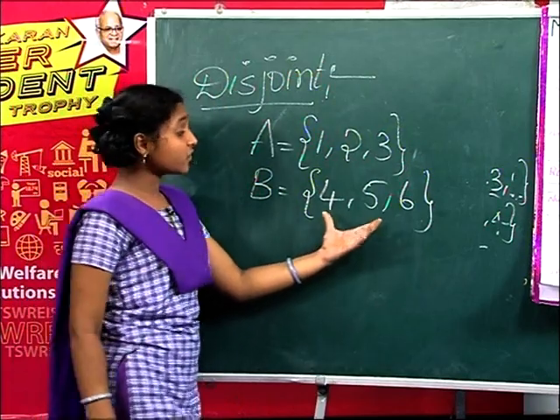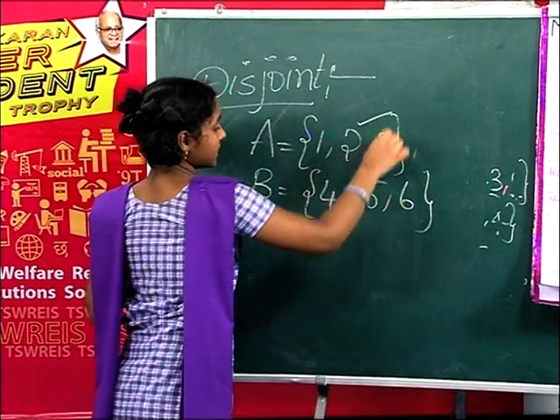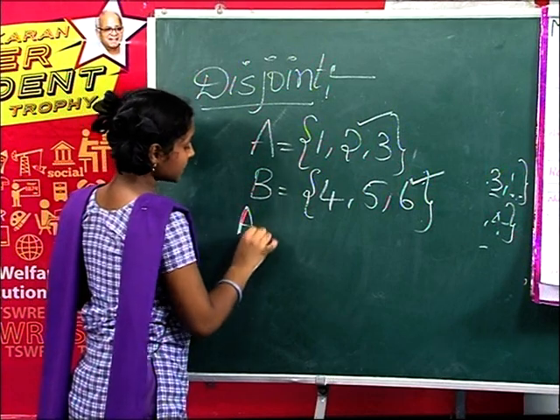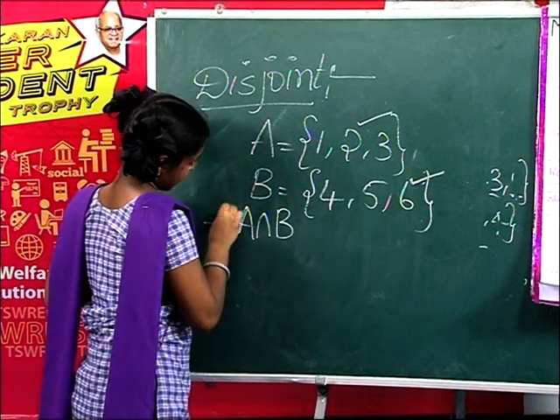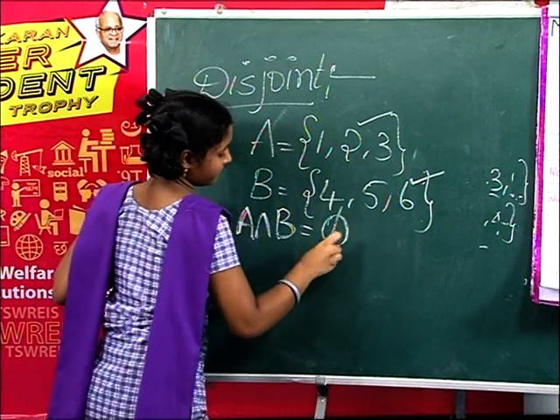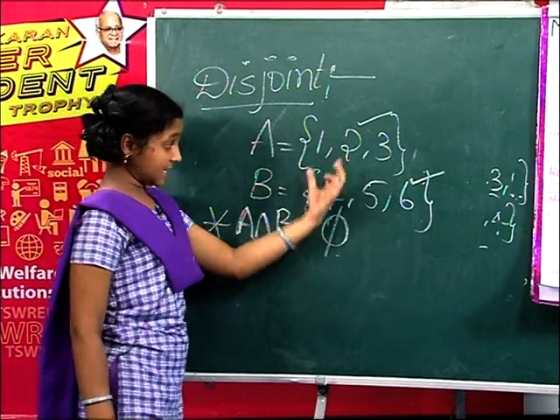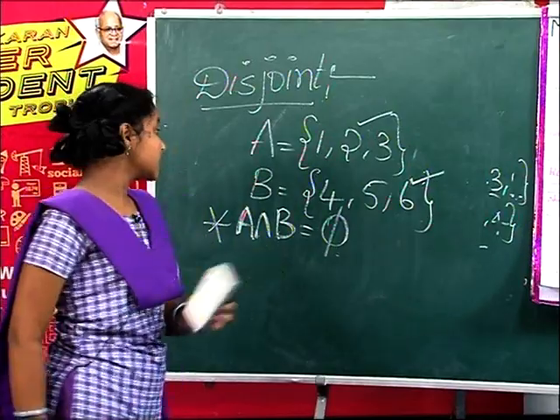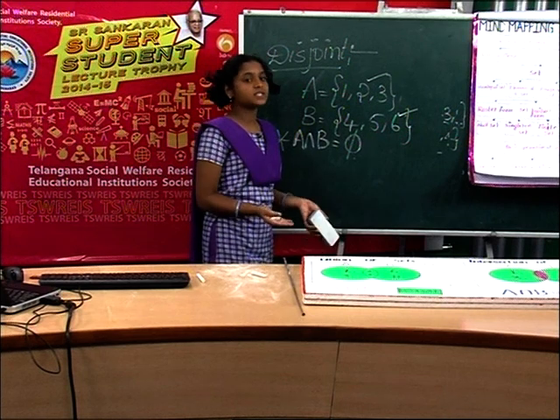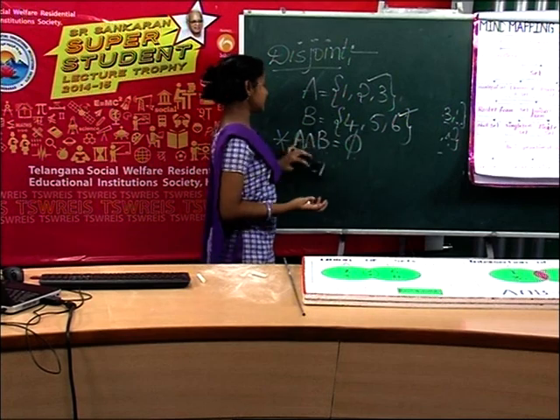Here we cannot find any common element. These are called disjoint sets. The important one is that A intersection B is equal to the empty set, because we do not find any common element in them, and these are called disjoint sets. Sets which are not joint, meaning there is no common element and they won't intersect, are called disjoint sets.